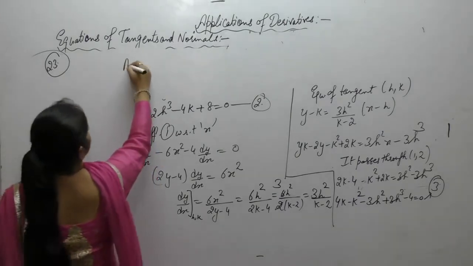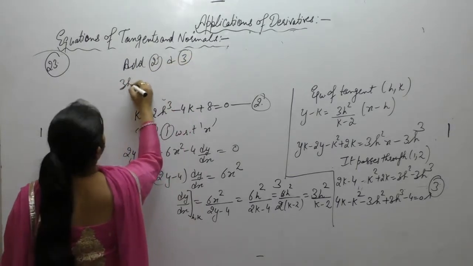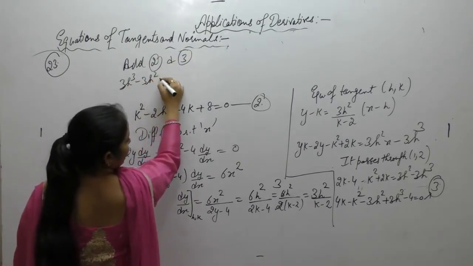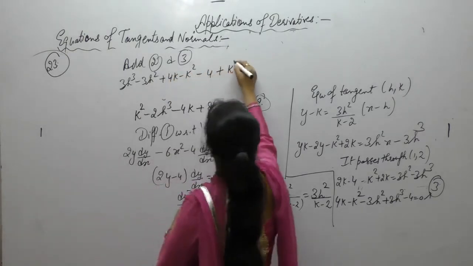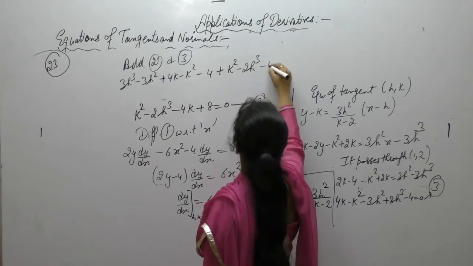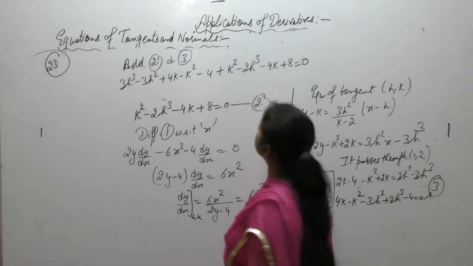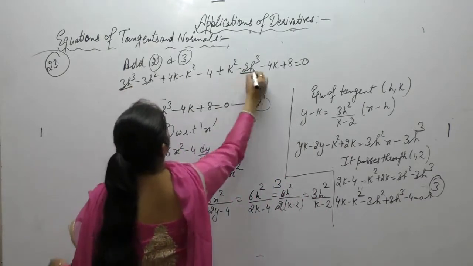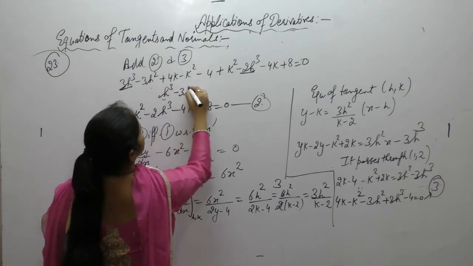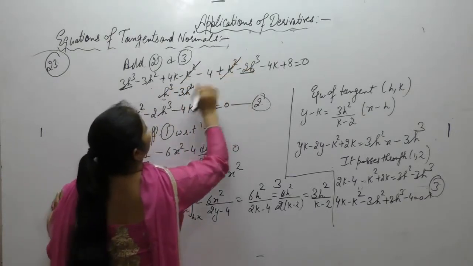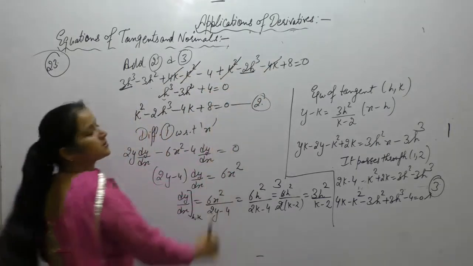Now add 2 and 3. 3h cube minus 3h square plus 4k minus k square minus 4 plus k square minus 2h cube minus 4k plus 8 equals 0. What we get? h cube, minus 3h square, k square cancels, 4k cancels, 8 minus 4 is 4.